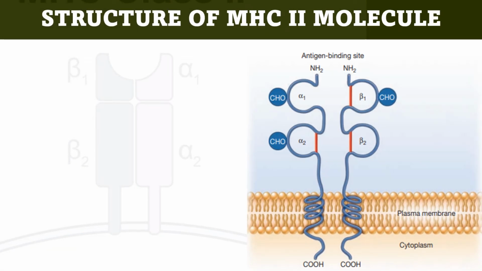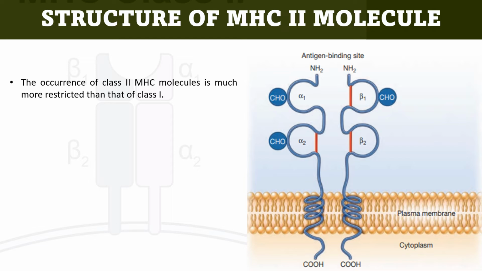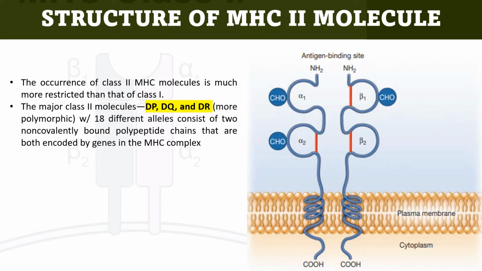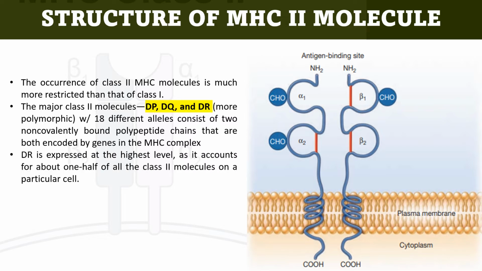Then we have the structure of MHC2 molecule. The occurrence of class 2 MHC molecules is much more restricted than that of class 1. The major class 2 molecules DP, DQ, and DR are more polymorphic, with 18 different alleles, and consist of two non-covalently bonded polypeptide chains that are both encoded by genes in the MHC complex. DR is expressed at the highest level, as it accounts for about one half of all of the class 2 molecules on a particular cell.